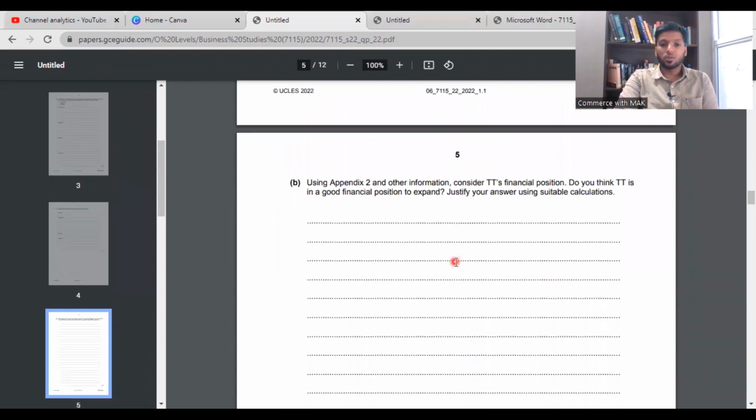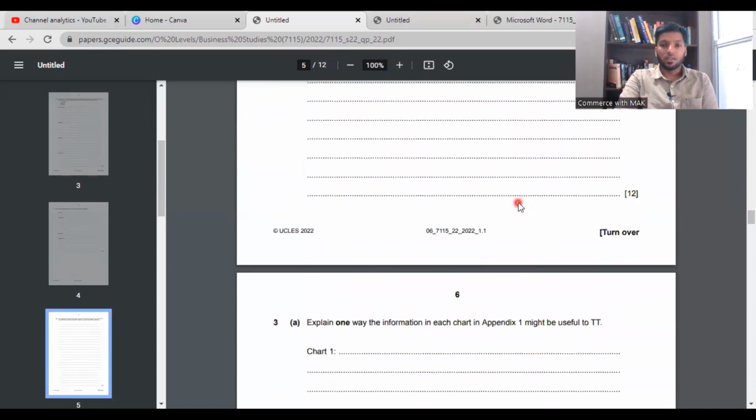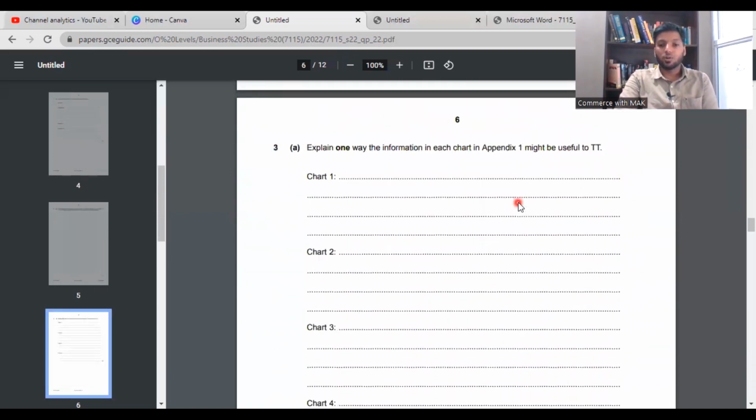Then they have given a question: use Appendix 2 and other information. Consider TT's financial position. Do you think TT is in a good financial position to expand? Justify your answer using suitable calculations. As you all know, we do calculations before we give a complete answer, and I will do the calculation with you in the paper. Now we move on to the next part.